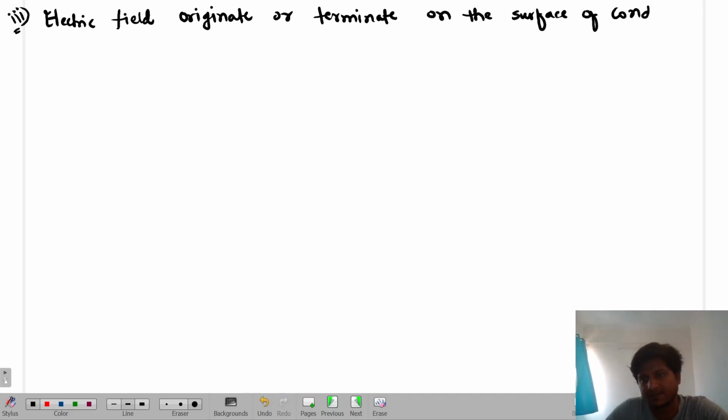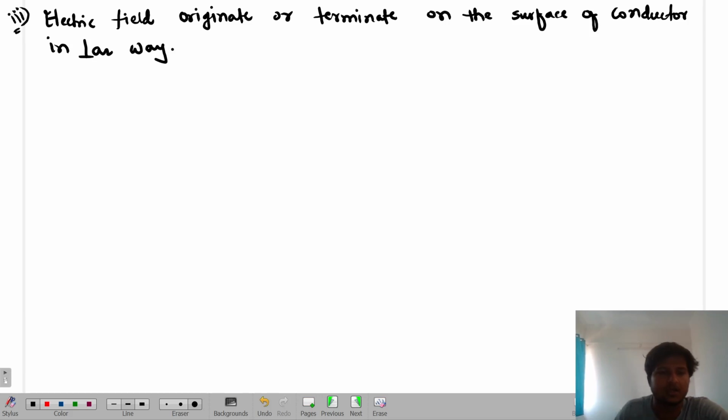The point is our electric field will definitely originate or terminate on the surface of conductor, but in which way? In a perpendicular way. This sign means perpendicular. Okay, in a perpendicular way. Are you able to get me? Is that clear?